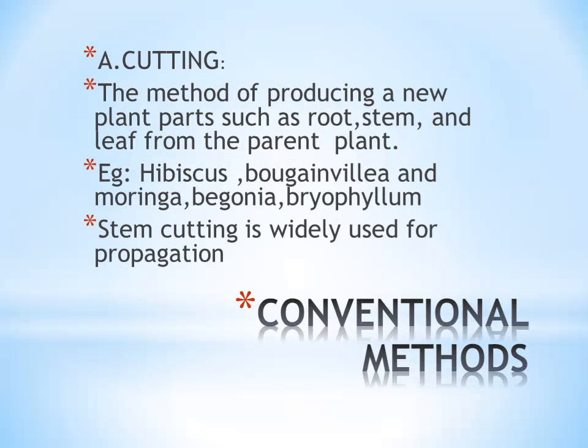So the first conventional method is cutting. Already you know about cutting. If we cut a rose plant and put it down, another plant will grow from it. That method is called cutting. It is the method of producing a new plant through parts such as root, stem, or leaf from the parent plant. Examples: hibiscus, bougainvillea, moringa, bryophyllum, etc.